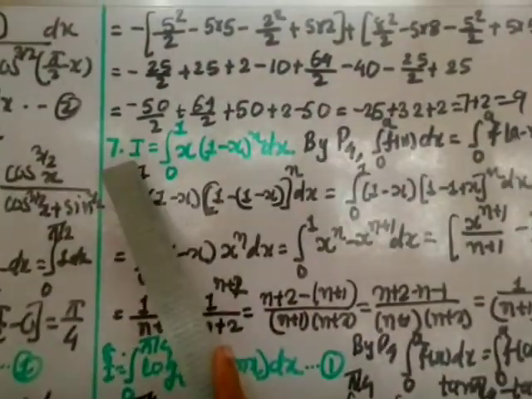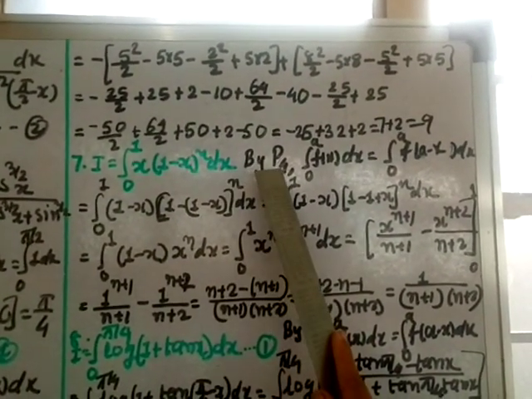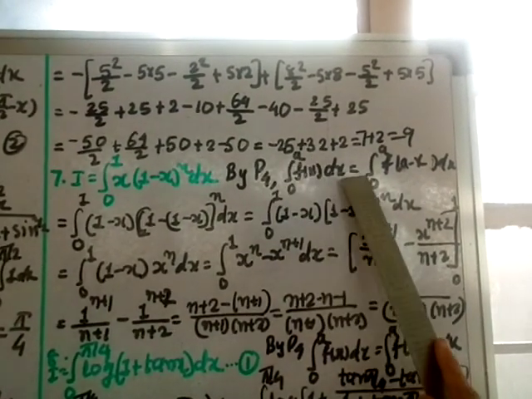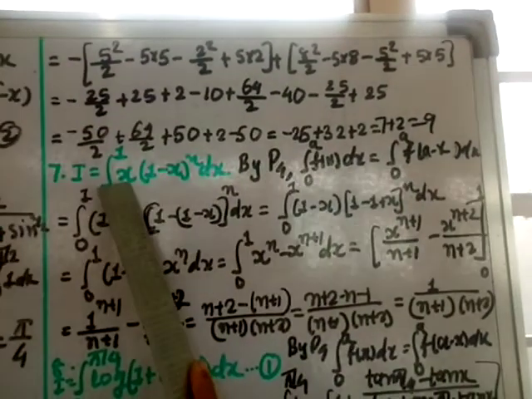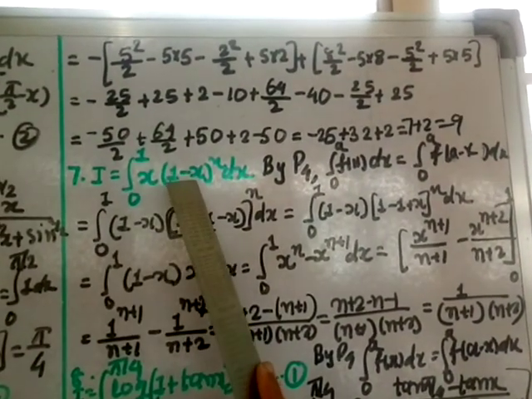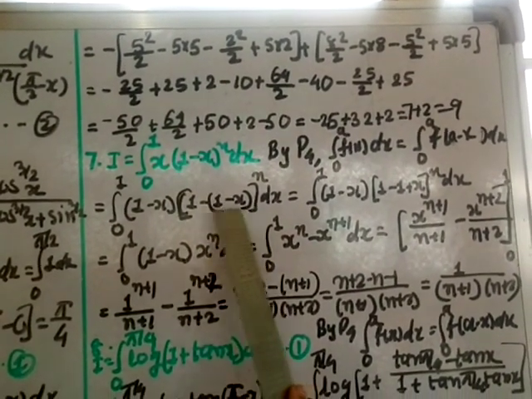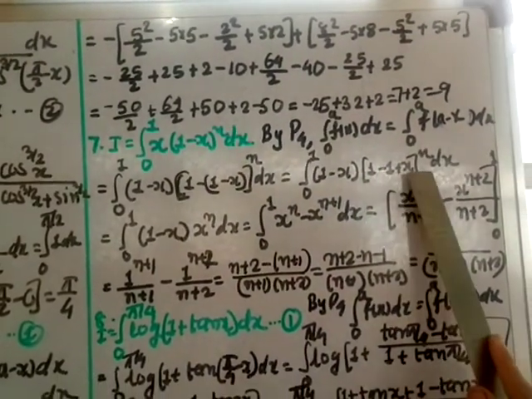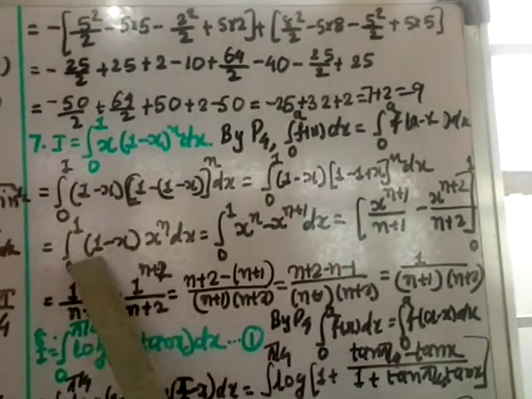Question number 7, I is equal to integral 0 to 1 x (1 minus x) power n dx. Apply the property P4, that is integral 0 to a f of x dx gives you integral 0 to a f of (a minus x) dx. So instead of x you have to put 1 minus x, here also 1 minus x. When you open the bracket this becomes negative, this becomes positive. And here what you get, 1 minus x and x power n I have written here.